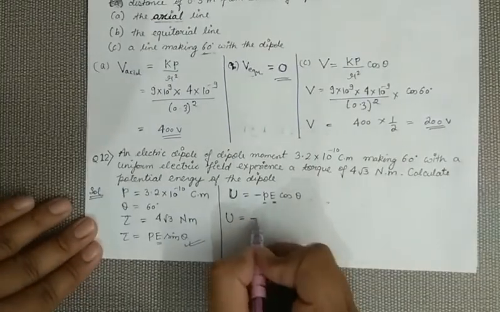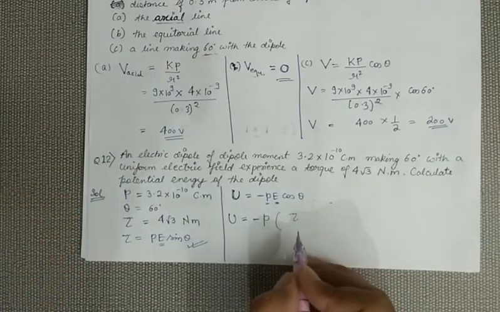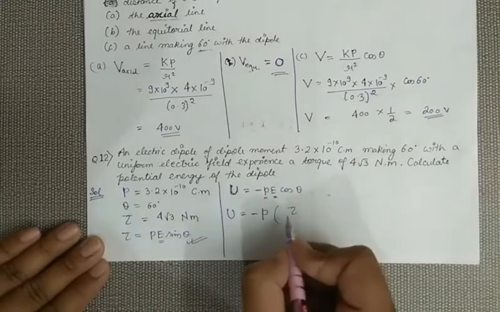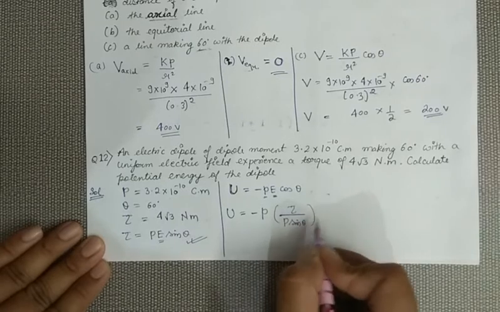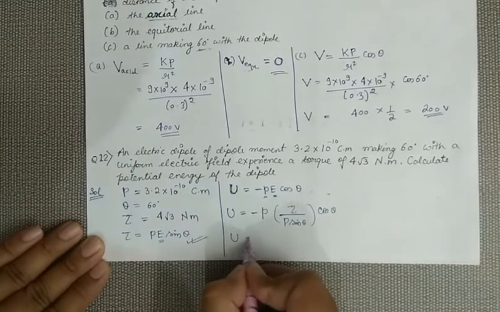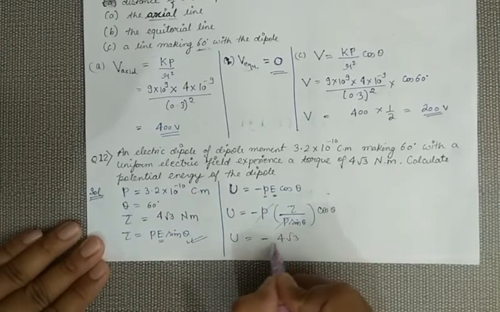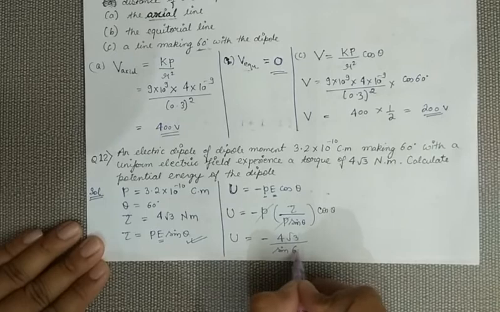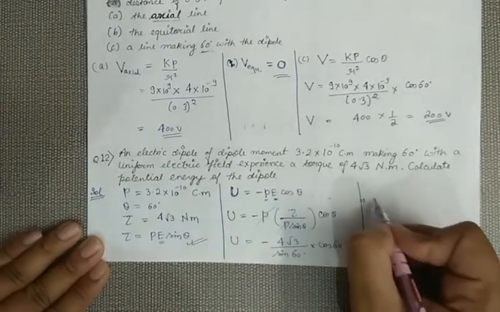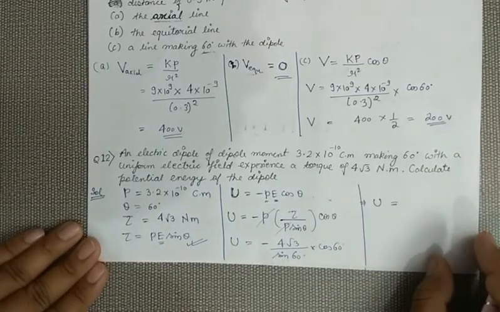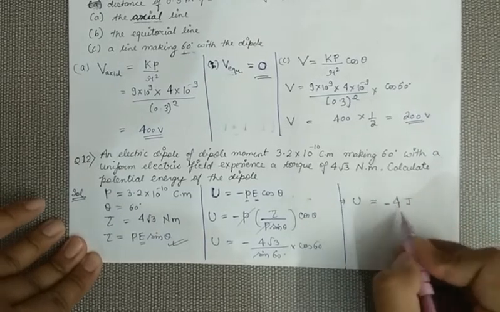So this is your P, and instead of electric field I am using here tau, and the value of remaining one. Substitute this value of E here, it will be tau, and tau by P sin theta into cos theta. So it will become easier for you to solve, cancelling P to P. So minus torque is 4√3 upon sin 60 into cos 60. So just simplify this expression and you will get your total energy. It is equals to something about minus of 4 joule. So this is the answer.